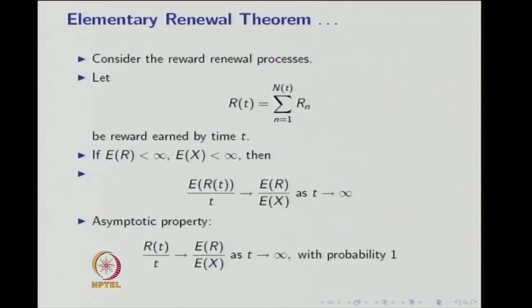The asymptotic property of a reward renewal process is as follows. As t tends to infinity, R(t) divided by t will converge to the expectation of R by the expectation of X with probability 1. This is called the asymptotic property of a reward renewal process. Both will be used in applications.